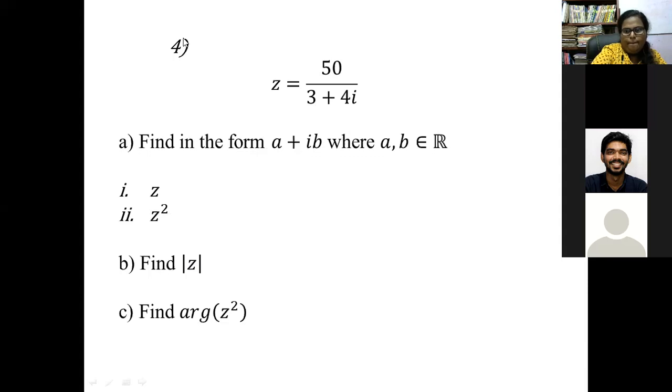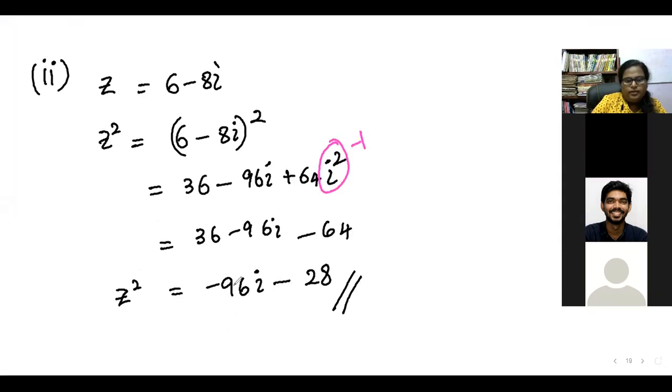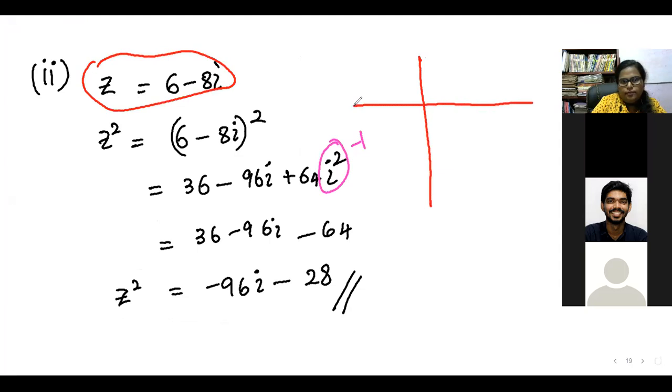Here, first you have to find the modulus of Z. So you know that Z is 6 minus 8i. So we can draw the same one in a diagram, real and this is imaginary. So when you are taking this one, you can say 6 minus 8i. So this is the Z value here, right? 6 comma minus 8. So you have to find the modulus value of this one.